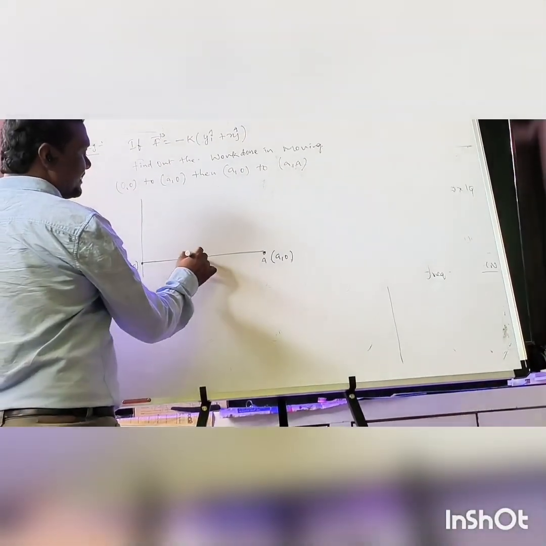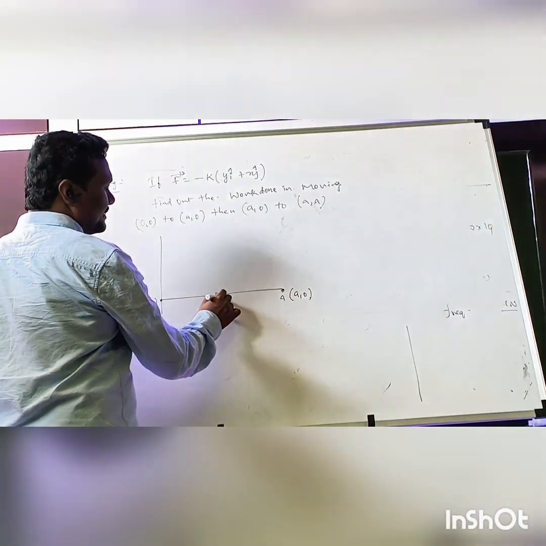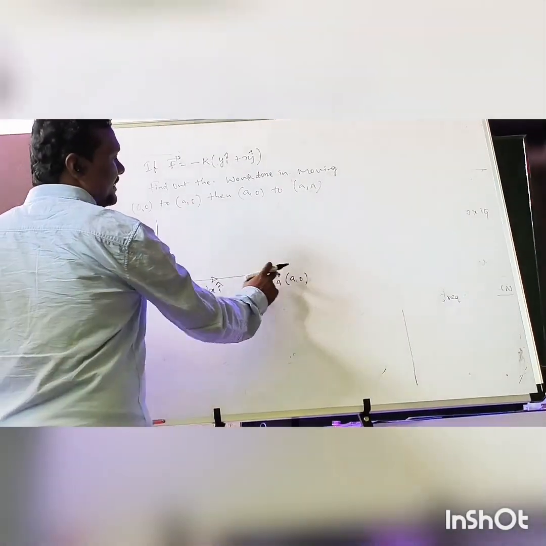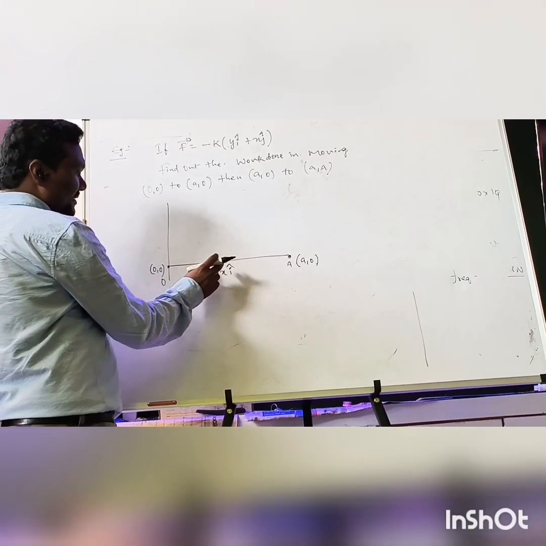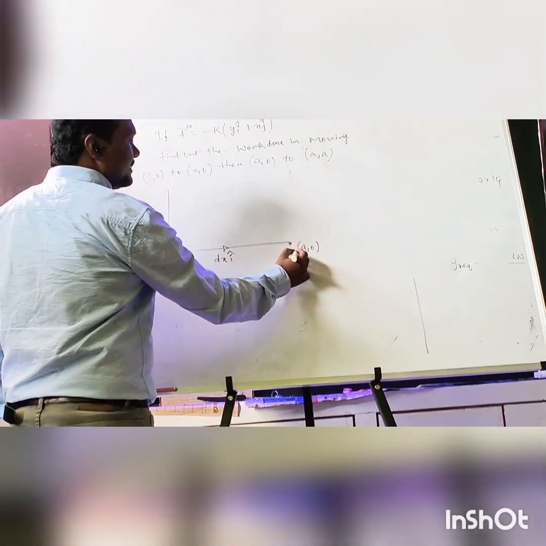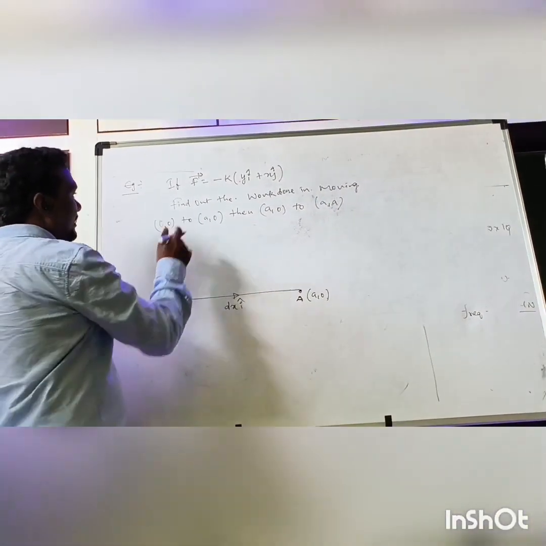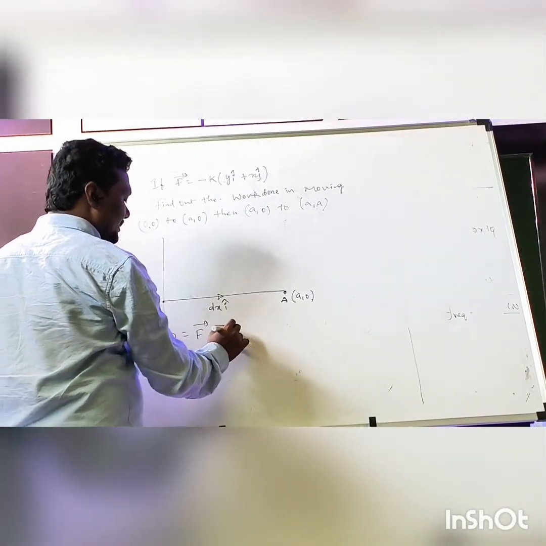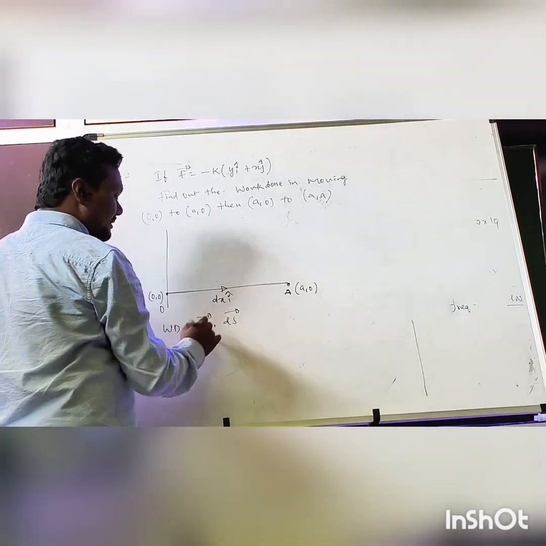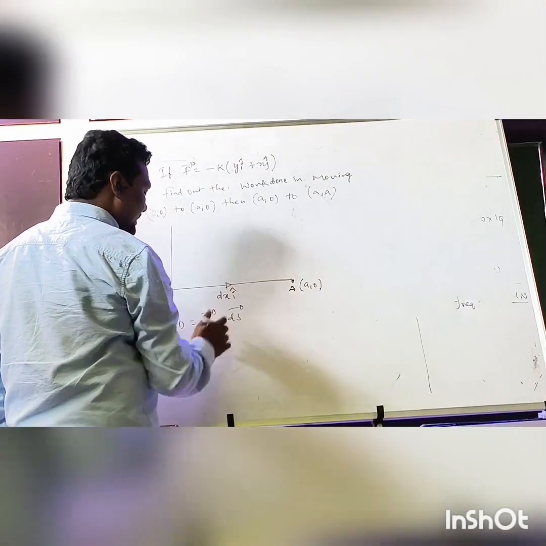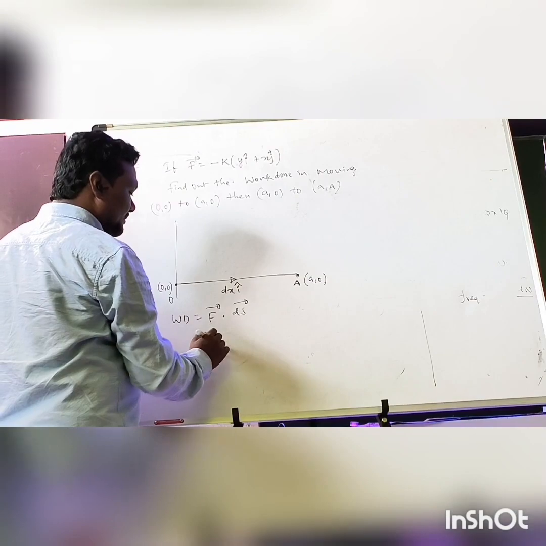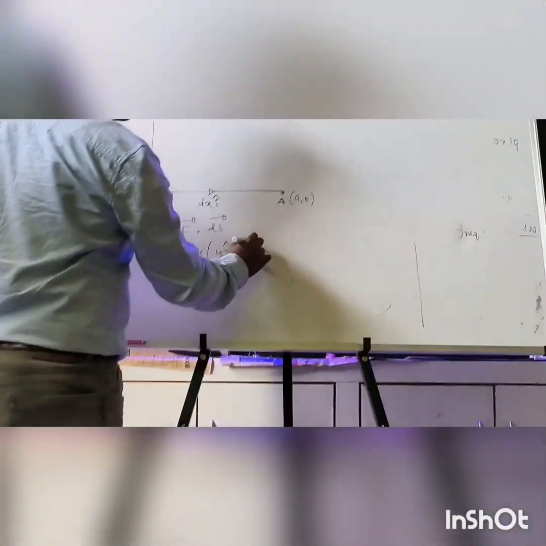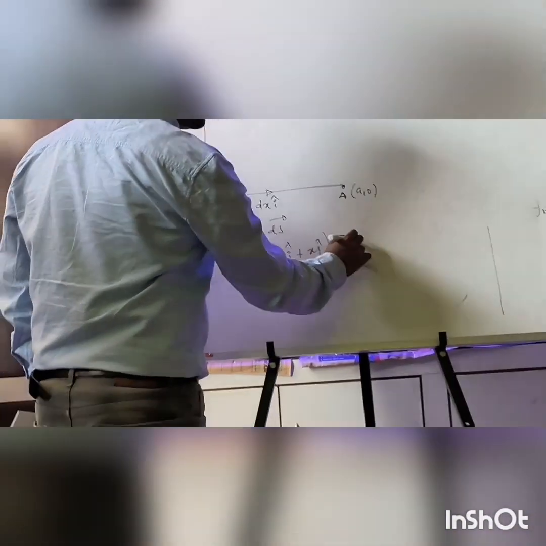So the displacement in this direction is nothing but dx i cap. Now, what is work done? Work done is equal to F bar dot ds bar. The particle is moving along the x-axis, so I can write it as minus k y i cap plus x j cap, and as the particle is moving along the x-axis from O to A, the displacement is i cap.